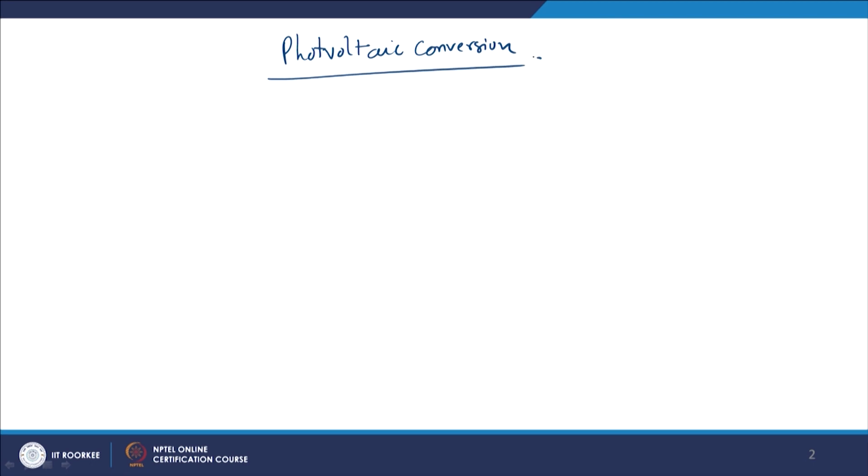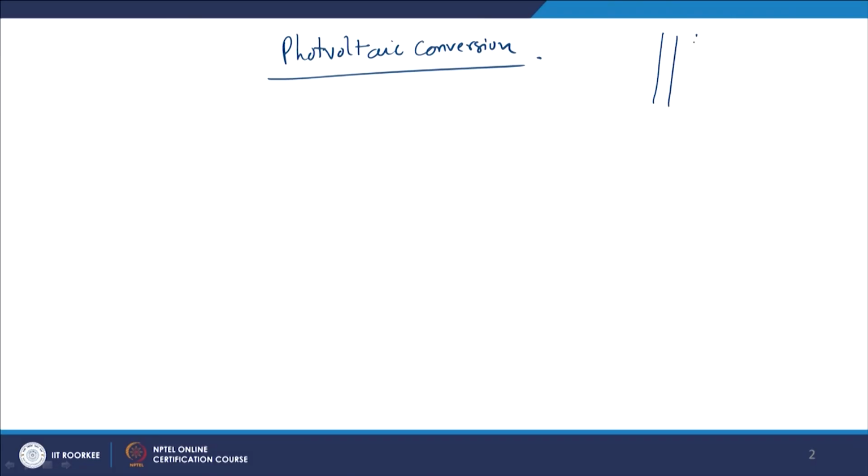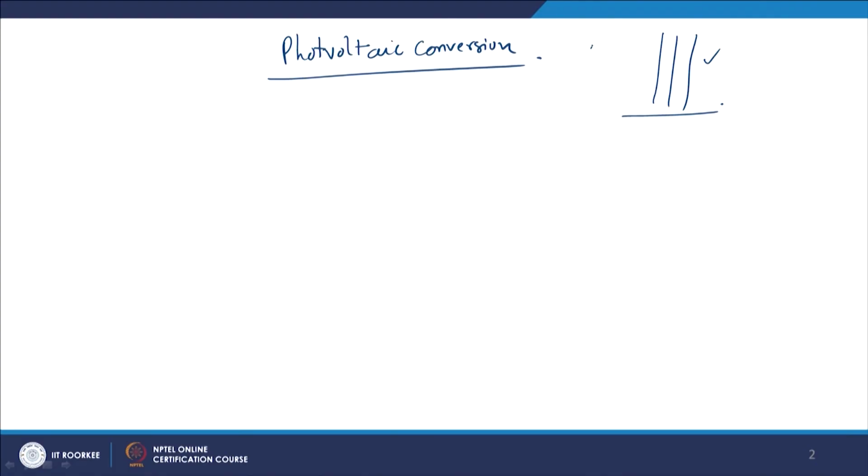So, starting with the introduction, why is it called photovoltaic conversion? It is called conversion because the solar energy falling on a surface is converted to electrical energy. That is why it works on the photovoltaic effect. It is another way of trapping solar energy. One is solar thermal systems, which can tap the solar energy. Another is the photovoltaic, or PV, system.